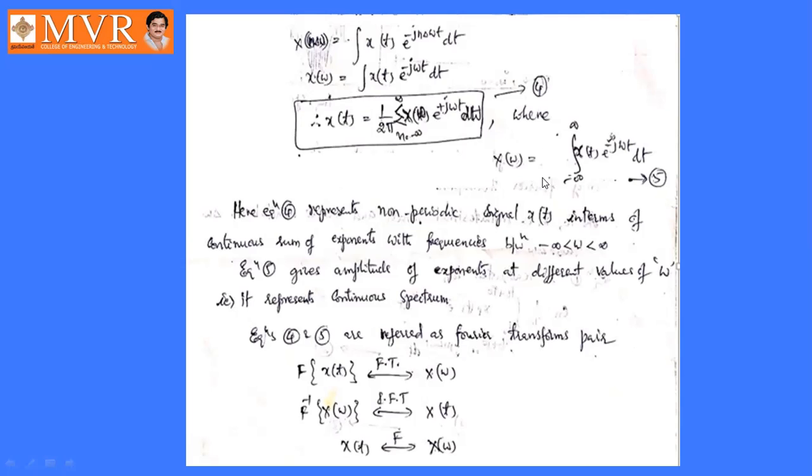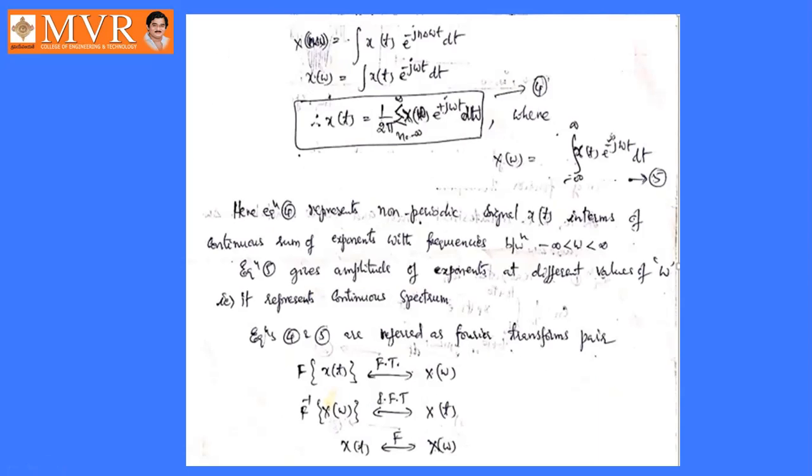Okay, this is the continuous spectrum. This is the non-periodic x of t in terms of a continuous sum of exponents with frequencies between minus infinity to infinity. So equations 4 and 5 are referred to as the Fourier transform pair. The Fourier transform of x of t is x of omega, and the inverse Fourier transform of x of omega is x of t. These two are called the Fourier transform pair.